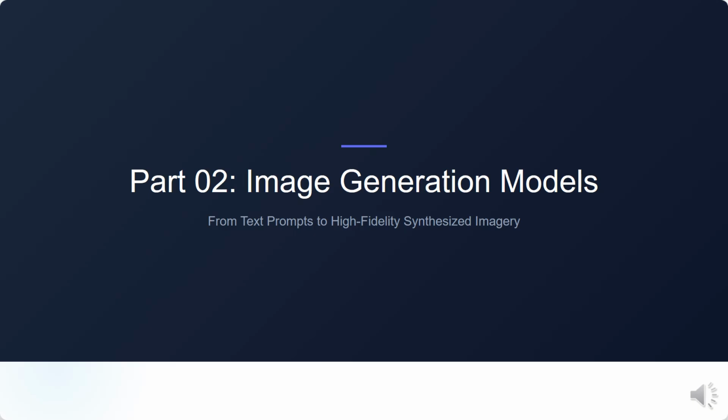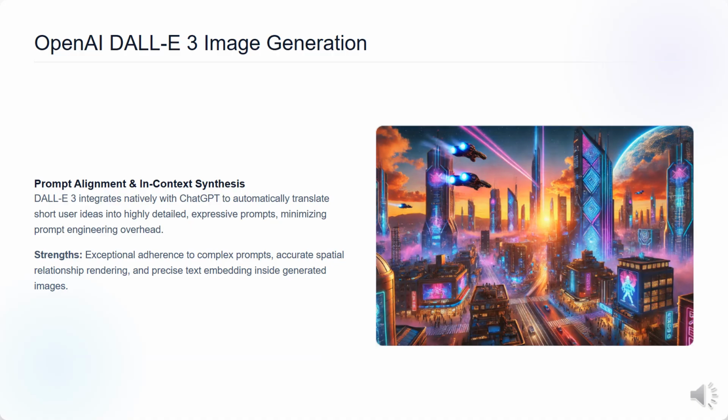The first image generation model is DALL-E 3. One of its important features is prompt alignment. A prompt is the instruction that we provide to the AI model. For example, instead of simply saying a car, we can provide a detailed description such as a red sports car parked beside a modern glass building during sunset. So, DALL-E 3 can interpret the meaning and details of the prompt and generate an image that attempts to match the description.